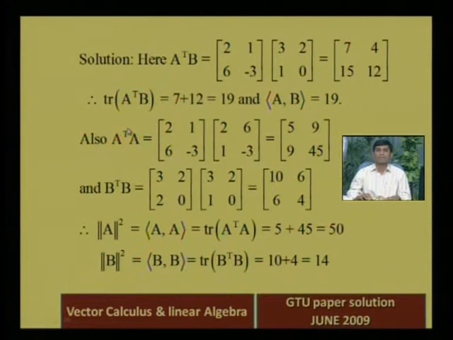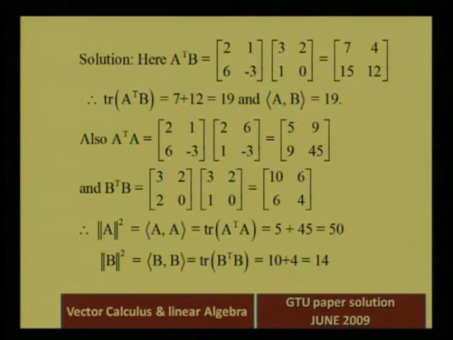Now norm A square, we know one formula, that norm A square is equal to inner product A with A. So if you want to find norm A, we just have to find inner product A with A and then take the square root of that value. So we find A transpose A, that is equal to [5 9; 9 45], right? And B transpose B, you can easily get, is equal to [10 6; 6 4].